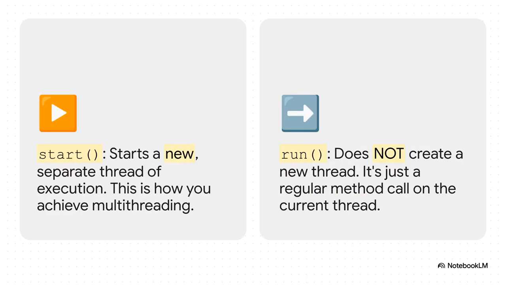Okay, and this illustrates probably the biggest, most common mistake people make with threads. You have to call the start method to actually create a new thread. That's what tells the Java system, hey, spin up a new worker and have them run this code. If you call the run method directly, you're not doing any multi-threading at all. You're just calling a regular method on the same old thread. It completely defeats the purpose.